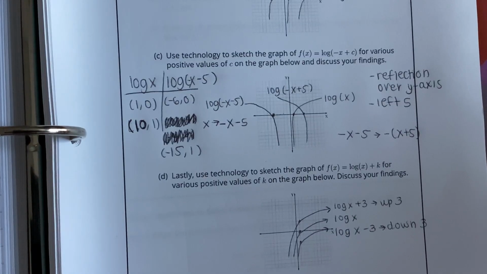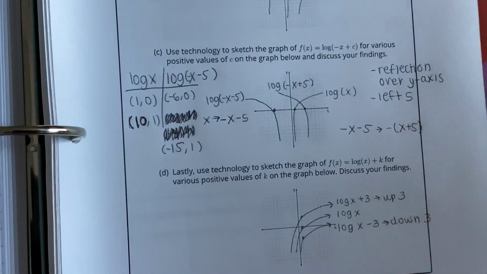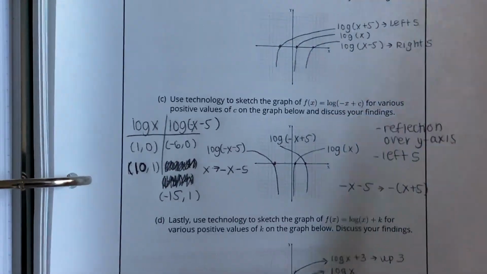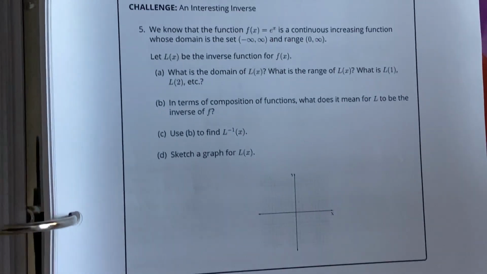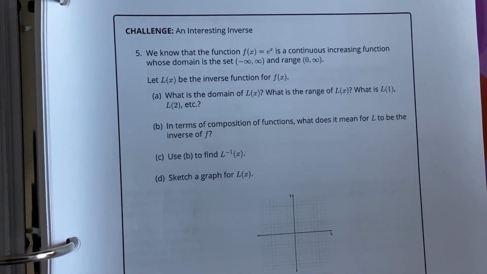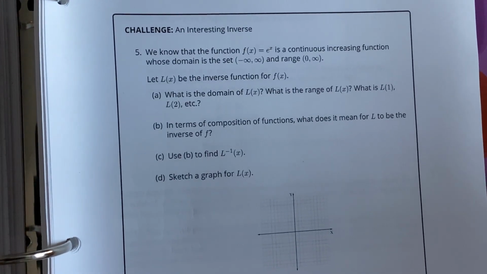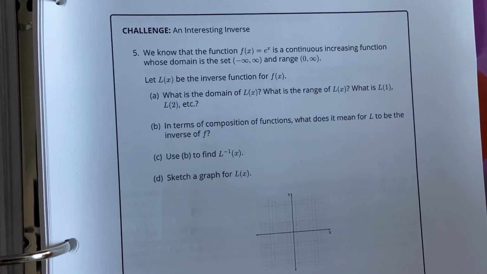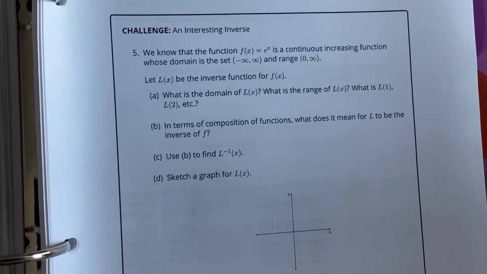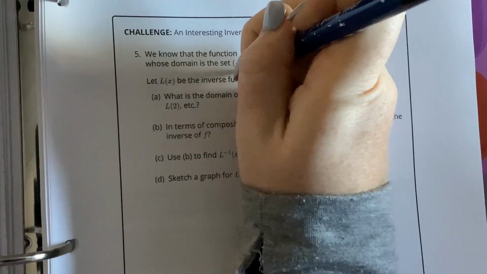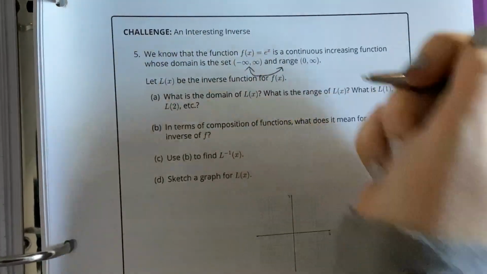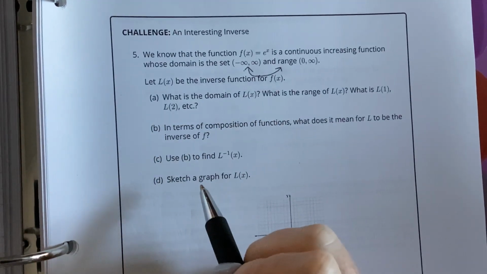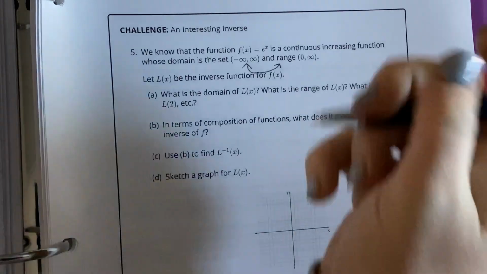All right. The last thing we're going to talk about is the challenge question real quick. We're not going to go way in depth with it, but I am going to show it to you guys because I'm sure it'll come up on a quiz or a test. So you know that e of x, we've talked about that. That's an exponential function. And so it wants you to let the inverse function be L of x. So if you have an inverse, it's always going to take your domain and range and it's going to flip-flop them. So question A says, what is the domain of L of x? What is the range of L of x? All right, so that's taking them and just flipping them over.